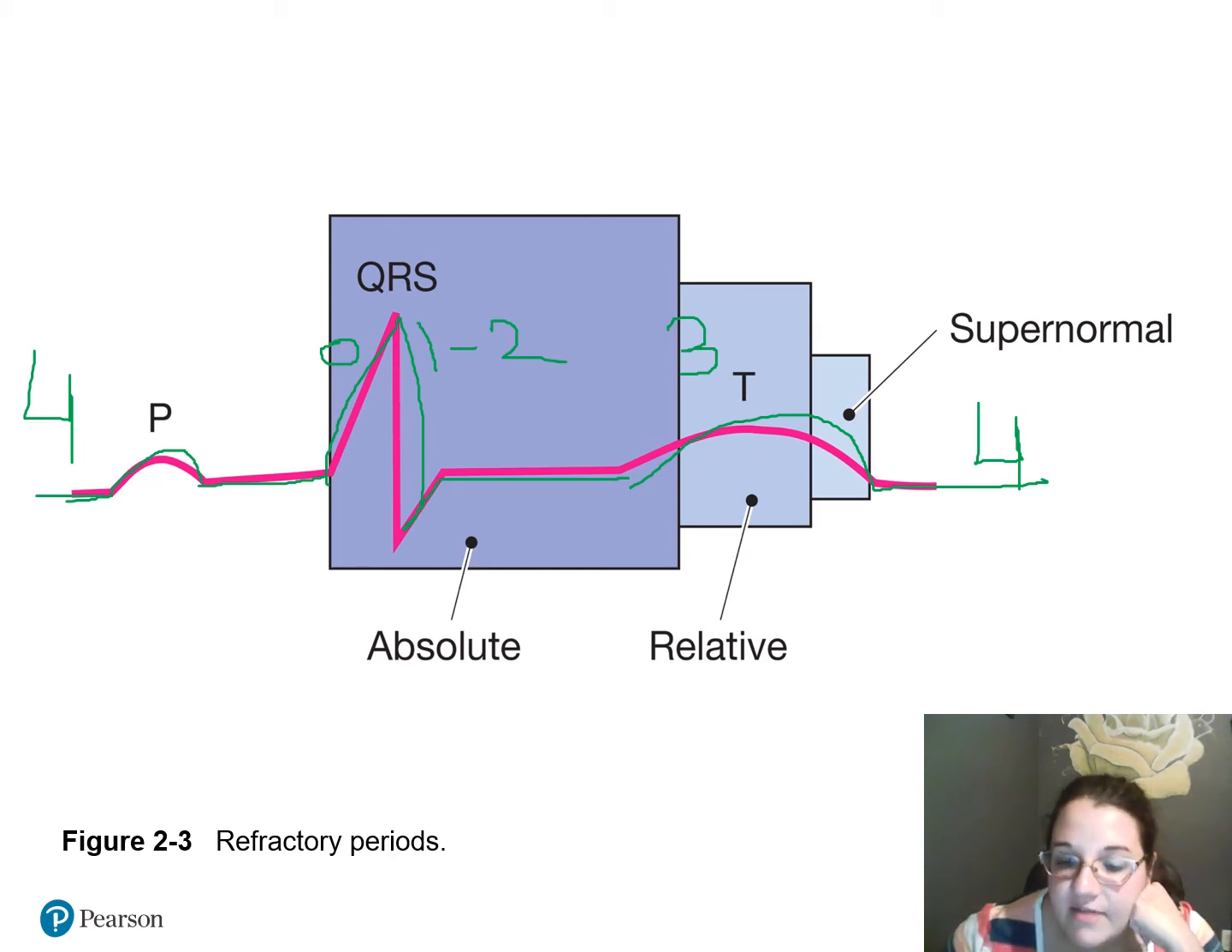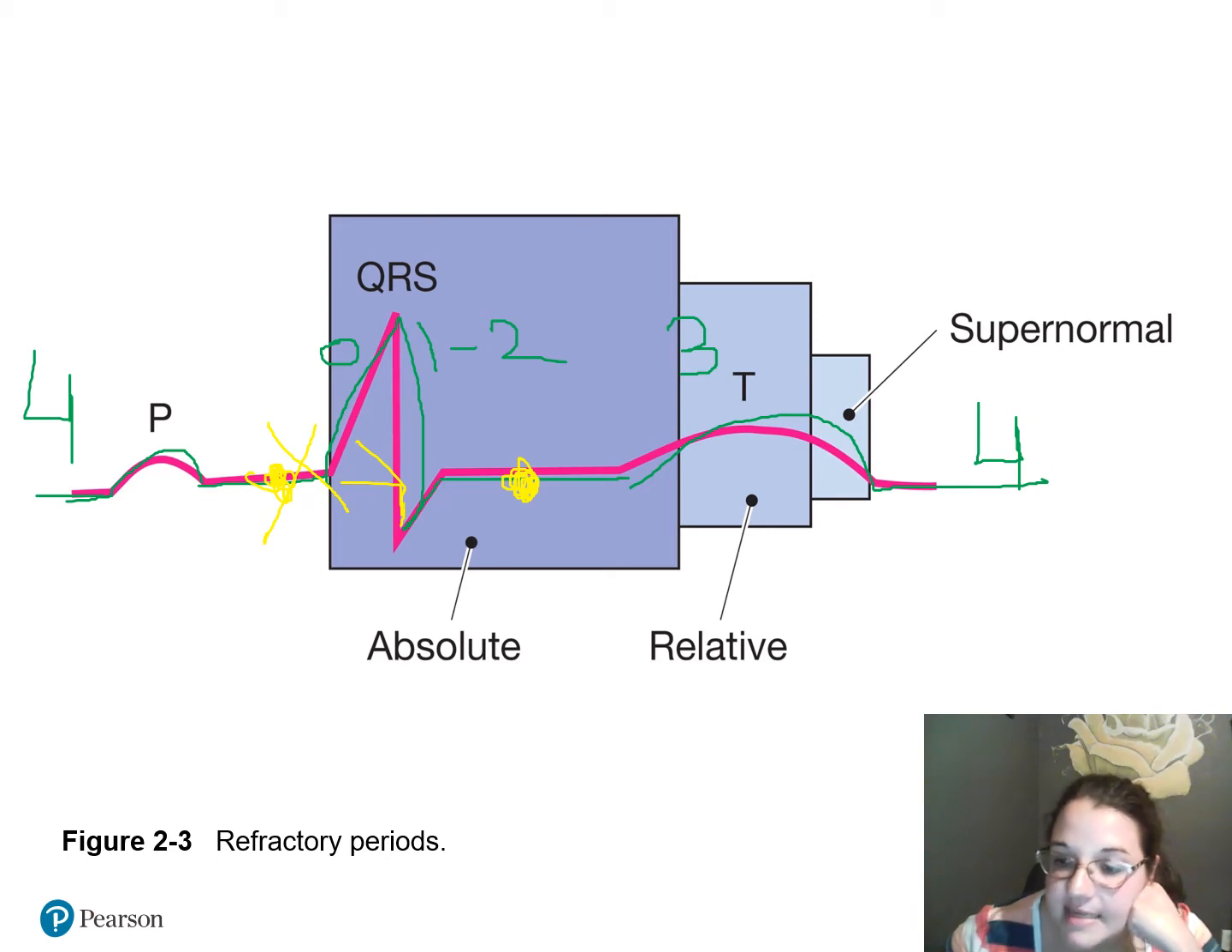If I have a spark, let's give it a little round circle. If I have a spark here in cell 2, and cell 1 has another spark coming, this spark cannot come into this box at all.